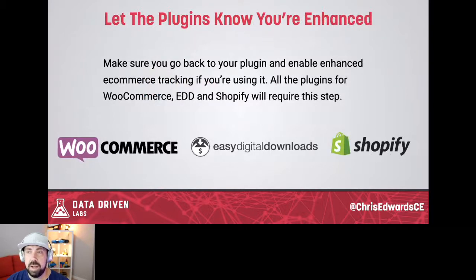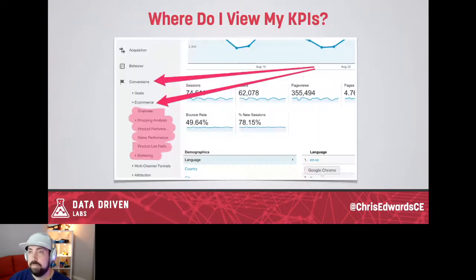So then you've got to go back in, and you've got to let your plugins know that you're enhanced. Just like we talked about turning on e-commerce tracking, you then need to go into the plugins, and there will be a button to click to say that you're using enhanced e-commerce. So you want to go ahead and turn those on. Each system has its own way to do that. So just look at the documentation that comes with those, and you'll be able to find it based off which plugin you're using.